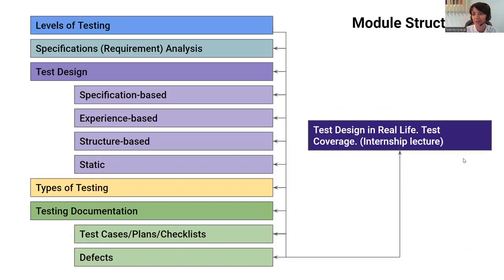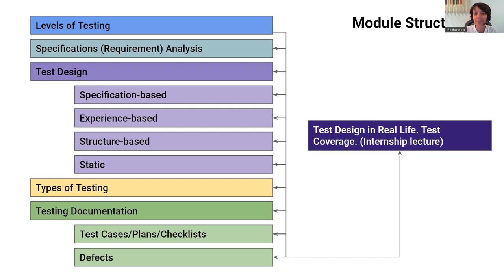So what is the structure of our new module? We will start from levels of testing, from the testing pyramid, because it is very logical to move step by step from troubleshooting to testing through the testing levels. Our next lecture will be about specifications and requirements analysis. Requirements of the customer. We will try to assess requirements. We will try to understand the difference between technical requirements, user requirements, and business requirements. And we will try to start asking some virtual analyst about these requirements.